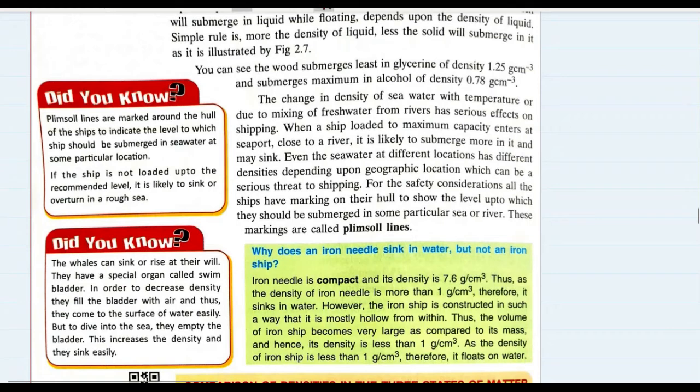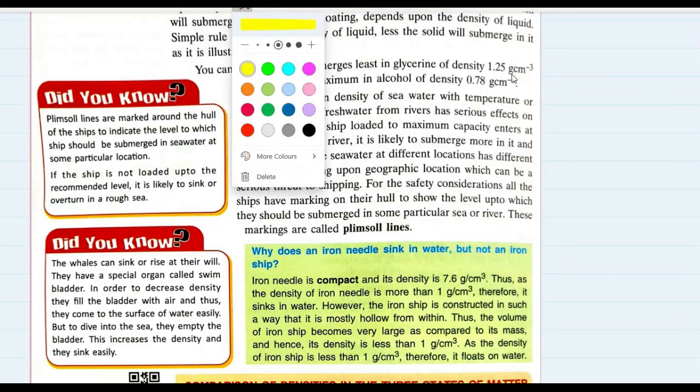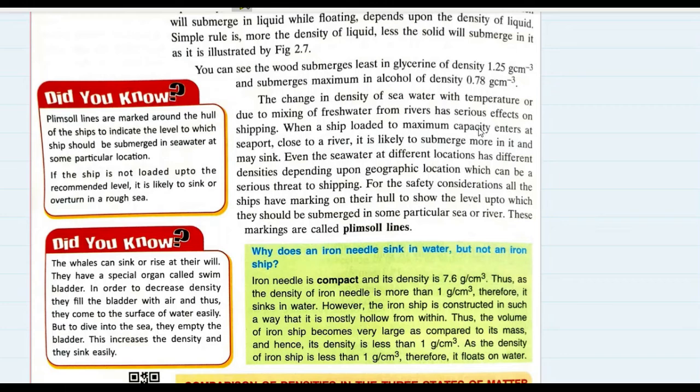Next, we are going to study some topics which are practical applications of relative density. Practical applications of relative density. The change in density of seawater with temperature due to mixing of fresh water from rivers has serious effects on shipping. When a ship loaded to maximum capacity enters a seaport close to a river, it is likely to submerge more in it and may sink.